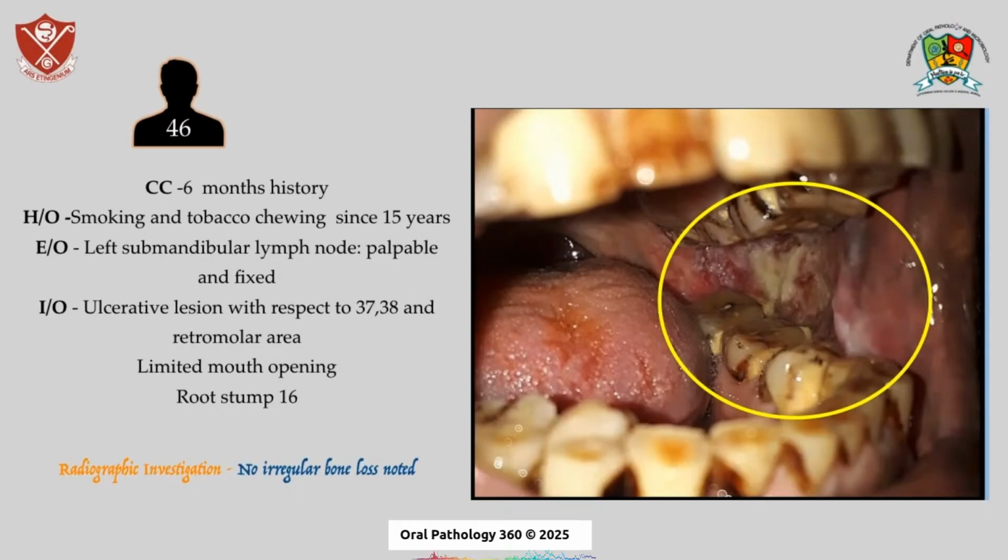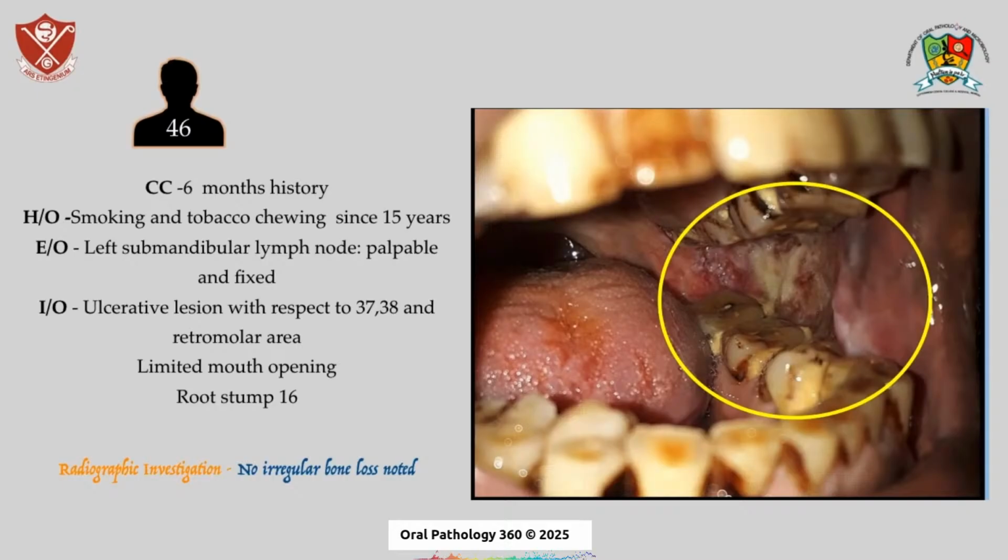Case 3 is a lesion seen in a 46-year-old male patient who came with a chief complaint of 6 months of history. The patient had a smoking and tobacco chewing habit for the last 15 years. The submandibular lymph nodes were palpable and fixed.